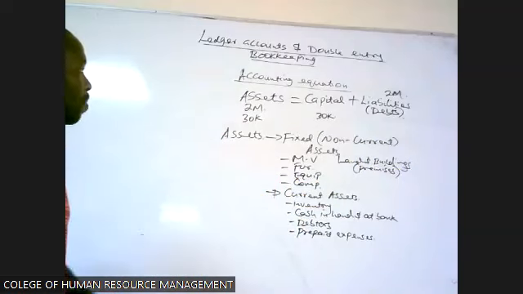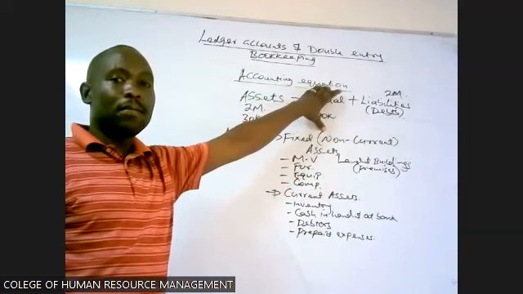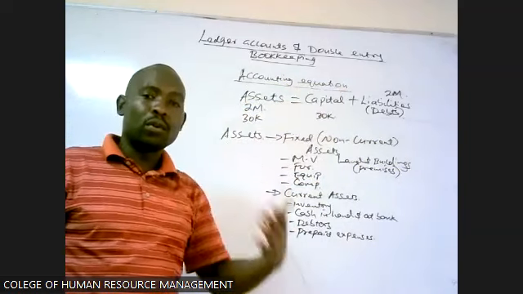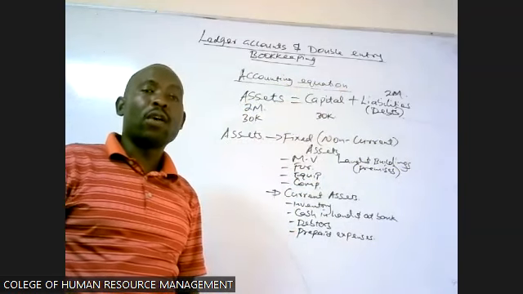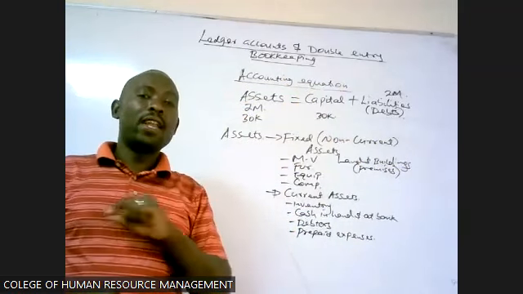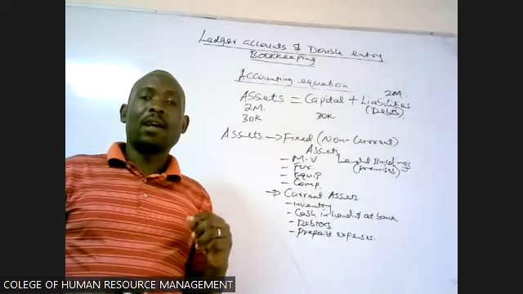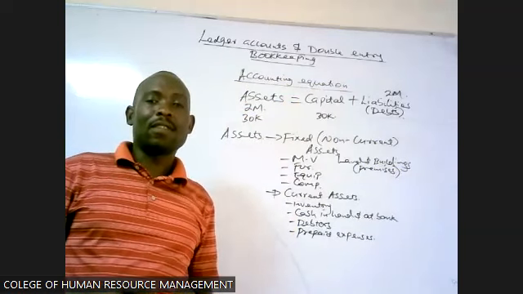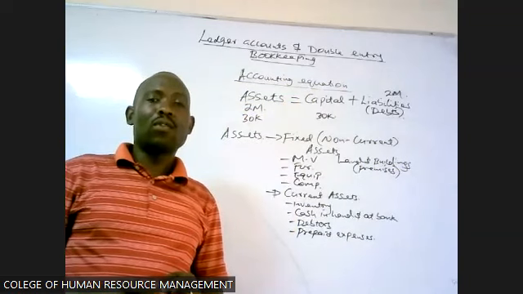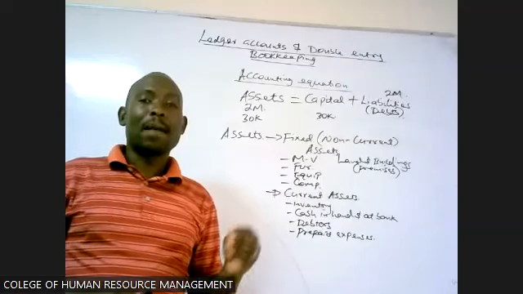Then, having understood what assets are, we can briefly talk about capital. Capital is what the owner or the owners have contributed towards the business. Remember, we cannot have any business without capital. The owner must have contributed a certain amount of money towards starting the business. That amount is what we refer to as capital.